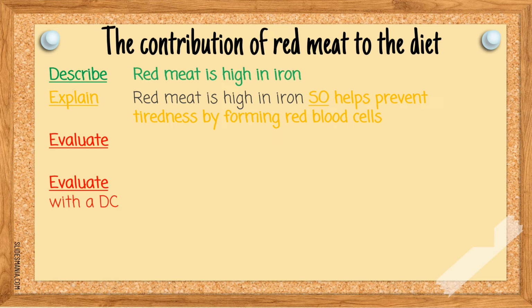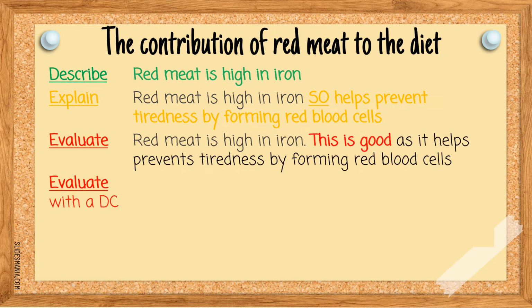If you're asked to evaluate the contribution of red meat to the diet, remember we want to add in an opinion to this answer. So we've given our fact or description that red meat is high in iron. We've then gone on and given our opinion, this is good. Remember, that's the difference between explain and evaluate. Evaluate, you want to add in an opinion, as it helps prevent tiredness by forming red blood cells, which is your reason why or your consequence.